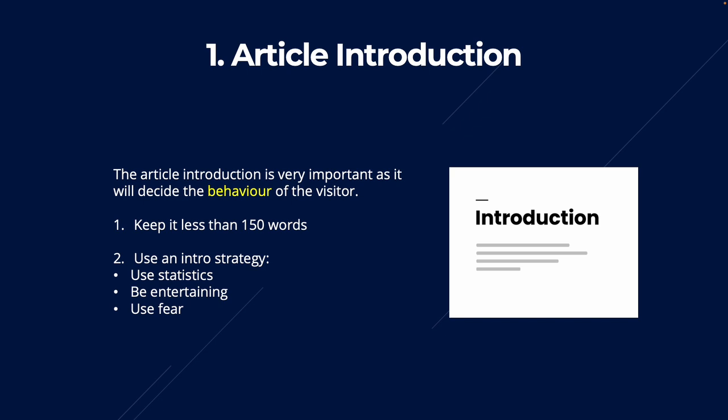My personal favorite is be entertaining. The data that I have across my affiliate websites show me that be entertaining works the best, although this is going to vary depending on what niche you are targeting. So I recommend you test all 3 different intro strategies and measure how well they are performing by viewing the data in your analytics account.